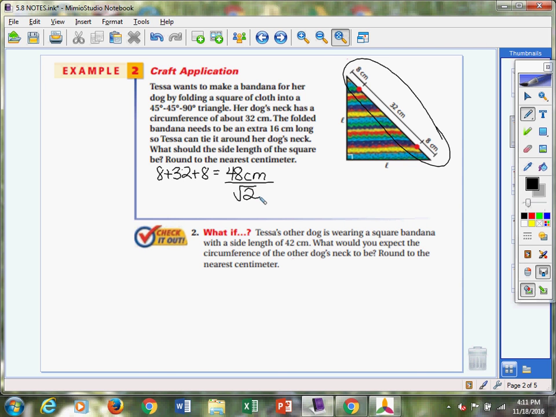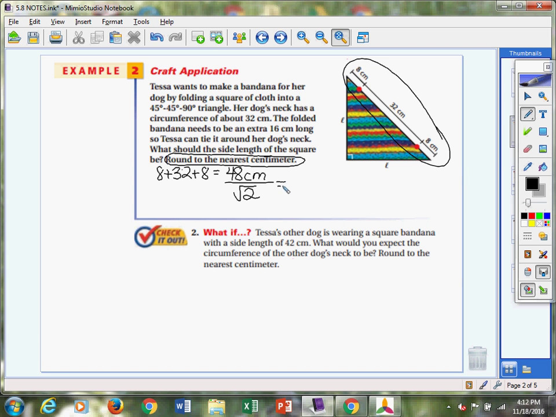Okay? Now the cool thing is we're not looking for simplest radical form. We're going to round to the nearest centimeter. So this is where your calculators are going to become very, very important. Take that calculator out, if you haven't done so already, and do 48 divided by the square root. Remember, to access square root, hit second x squared. That'll access your square root. 2, and then hit enter. And you're going to get a decimal.